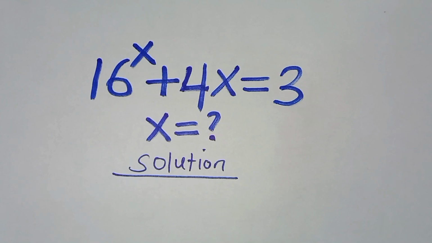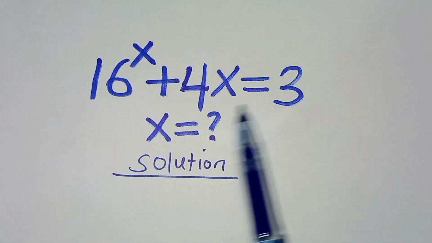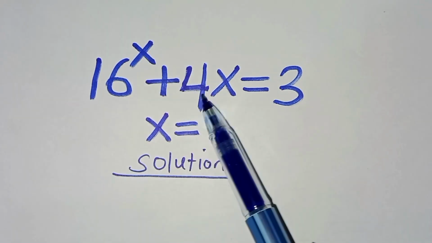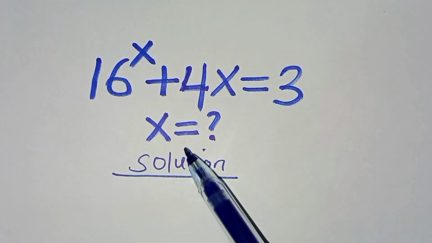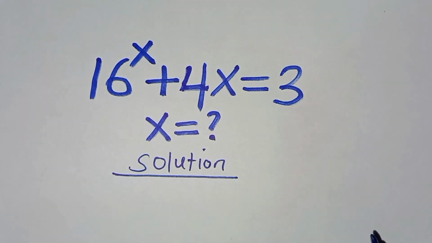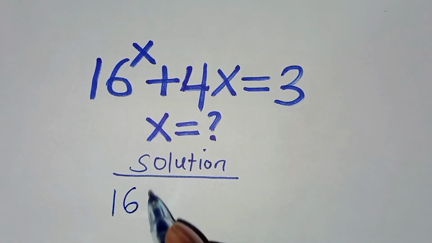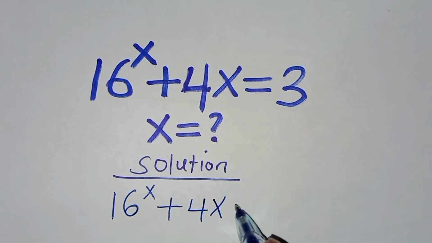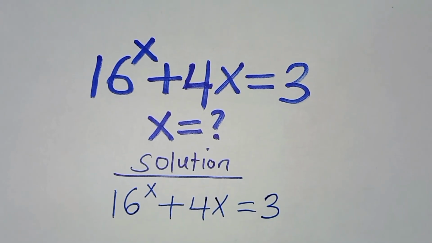Hello everyone, you're welcome to provide a solution to this nice Math Olympiad problem, which is 16 to the power x plus 4x is equal to 3. So what is the value of x? Now solution from here, we have 16 to the power x plus 4x is equal to 3.